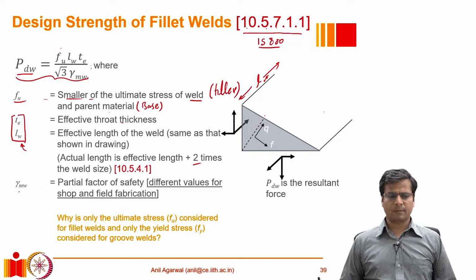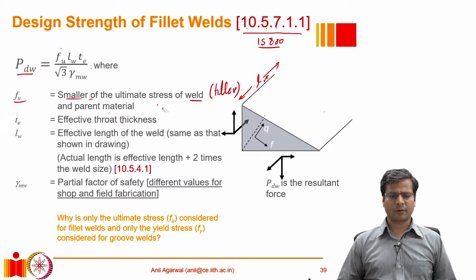Then this expression has a term in the denominator, square root 3 and gamma mw. Whenever we see square root 3, we automatically understand that this is coming from the von Mises criterion. The von Mises criterion suggests that if the material has a strength of Fu in pure tension, it would have a strength of Fu divided by root 3 in pure shear. So this root 3 indicates that we are talking about shear dominated behavior, or failure under shear.